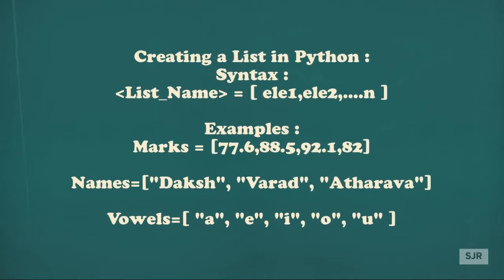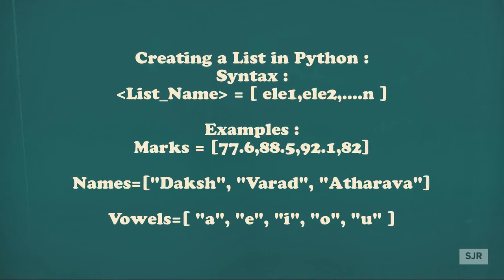Now, how to create a list in Python? There is a syntax. See the syntax. You will have to write the list name first, then equal to, and include the elements in square brackets. See the examples. We can create a list of marks, a list of names, a list of vowels, and this list can have values of integer, float, characters, words, like this.